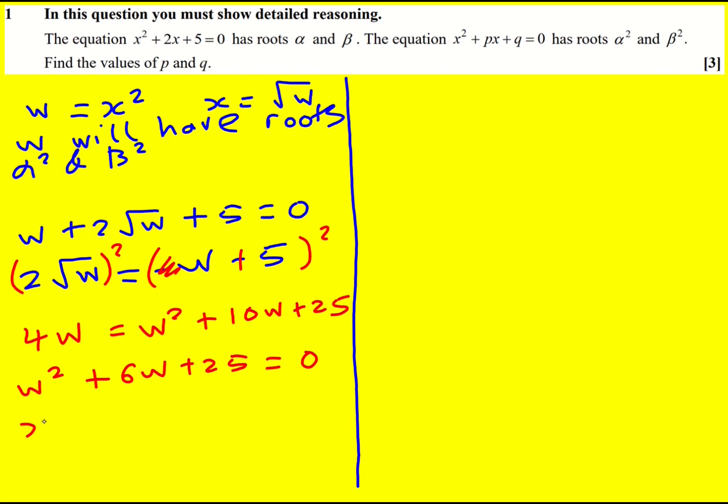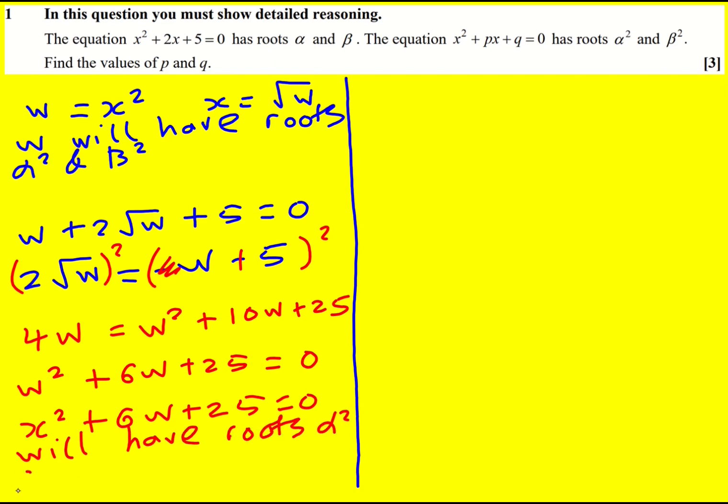I guess they have asked it at the end of the day in terms of x. So this will have roots alpha squared and beta squared. So p is going to equal 6 and q is going to equal 25.